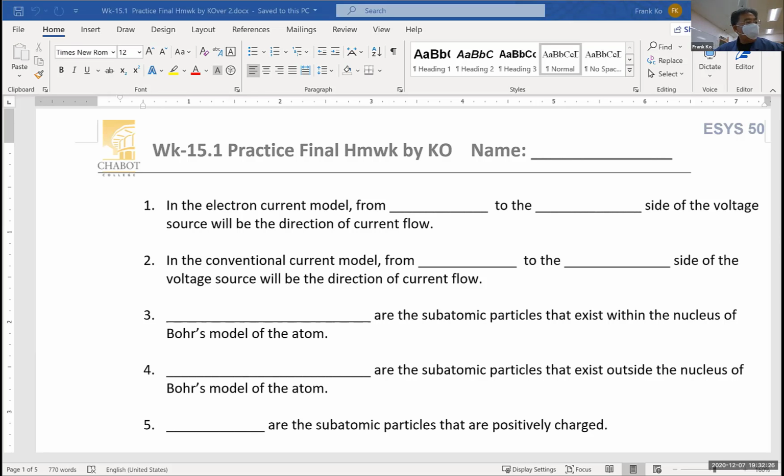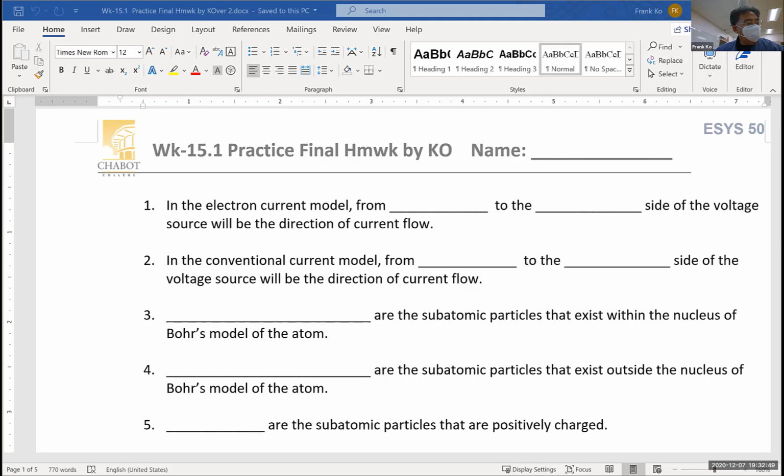In question number 1, electron current model flows from what side to what side of a voltage source? Flows from negative to positive, everybody, for question number 1. Question number 2, for conventional current, which way does the current flow, from what side to what side of the voltage source? Robert? Positive to negative would be the answer for number 2.